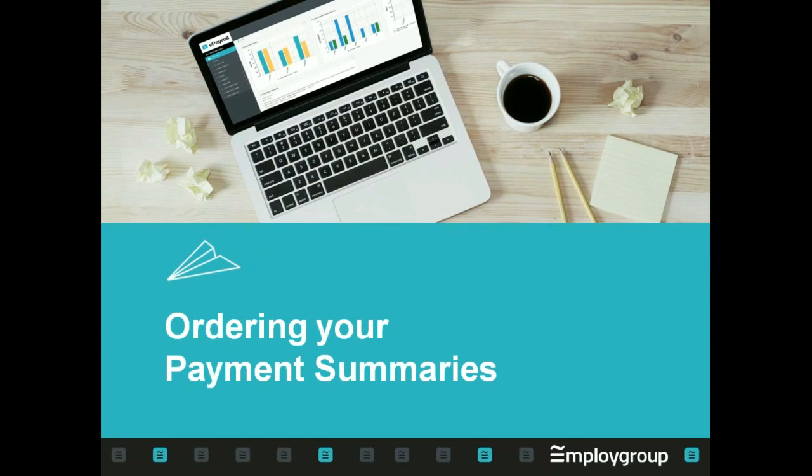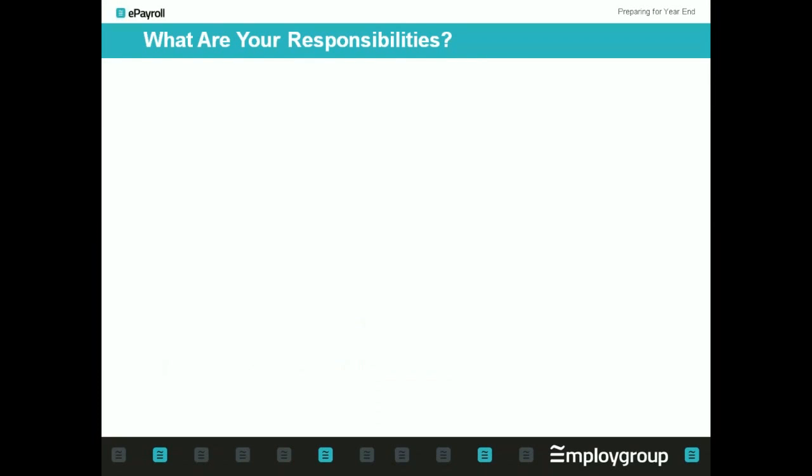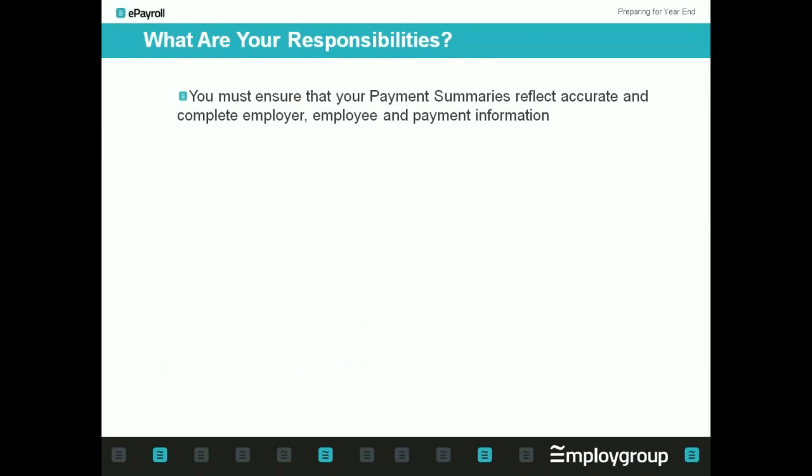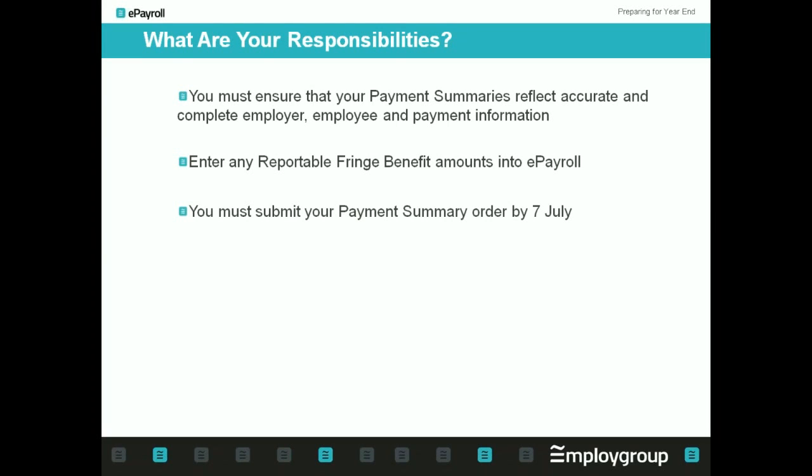So getting started with ordering your payment summaries, here we'll start with looking at what your responsibilities are. You need to ensure that your payment summaries reflect accurate and complete employer, employee and payment information. You need to enter any reportable fringe benefit amounts into ePayroll if you have any. You need to submit your payment summary order by the 7th of July.